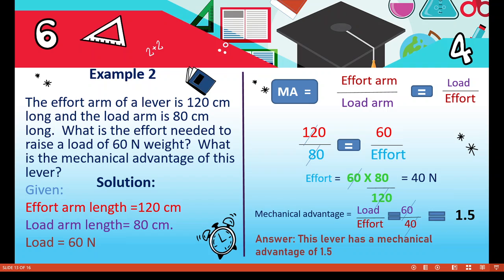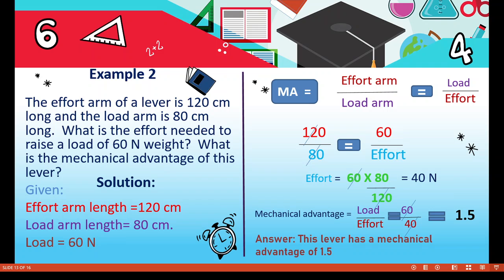Next we are going to see the second example. What is the second example? The effort arm of a lever is 120 centimeter long and the load arm is 80 centimeter long. What is the effort needed to raise a load of 60 Newton weight? What is the mechanical advantage of this lever? First thing is we have to find the effort. Then we will be applying this value of effort to the mechanical advantage formula.